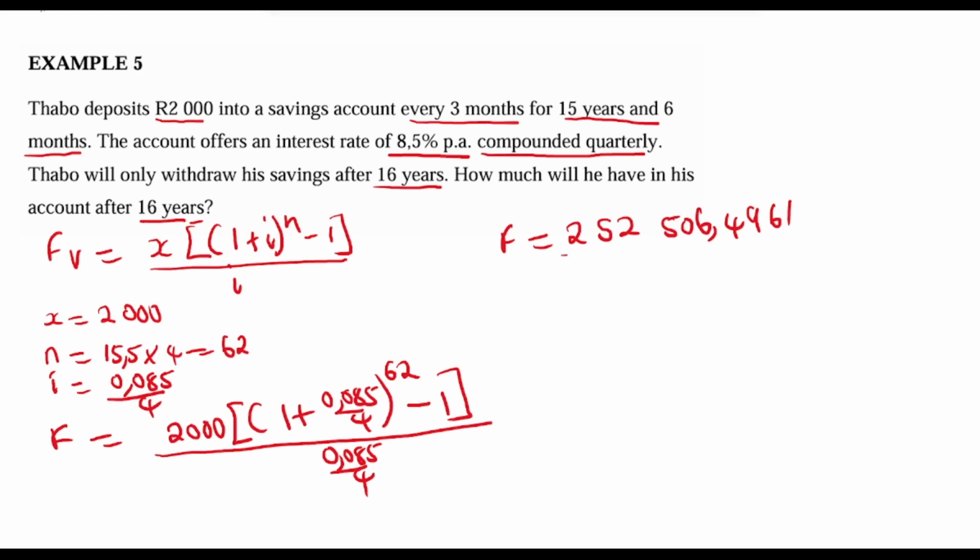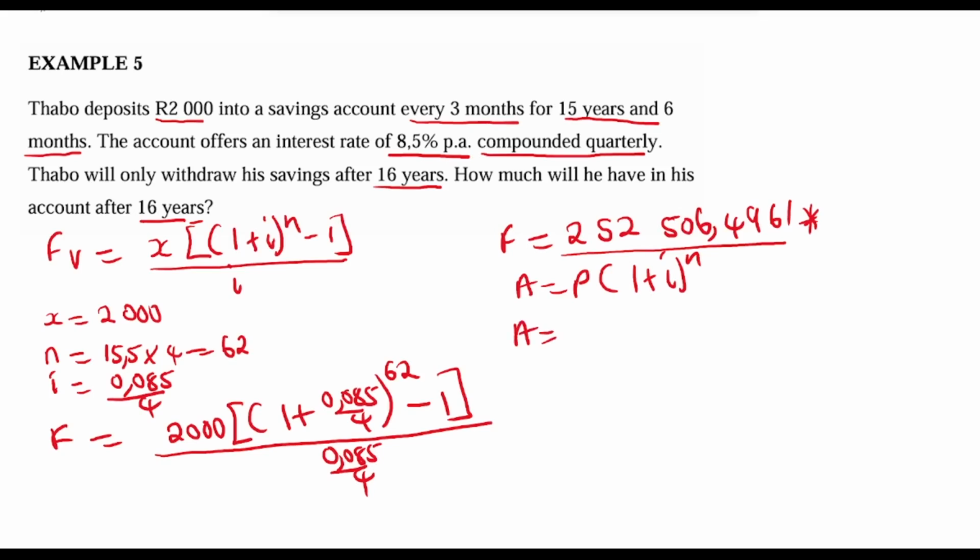Now, this is the amount he has at the end of 15 years, 6 months. Since he's going to withdraw the money after 16 years, this is going to gain interest for 6 months. Interest is 8.5% per annum, compounded quarterly. So 6 months is going to be compounded how many times? 2 times. Or you can say 0.5 times 4 because 6 months is half of a year, which is 2. We're going to use the formula A is equal to P times 1 plus i to the power n.